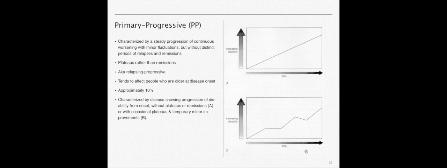Now, primary progressive, we can see our chart on the right here. It's characterized by a steady progression of continuous worsening with some minor fluctuations, but without distinct periods of relapses and remissions. So primary progressive is only about 10% of people with MS, and it does affect males more than females. And ultimately, you don't have those major exacerbations, but unfortunately you do have a progressive loss of function over time.